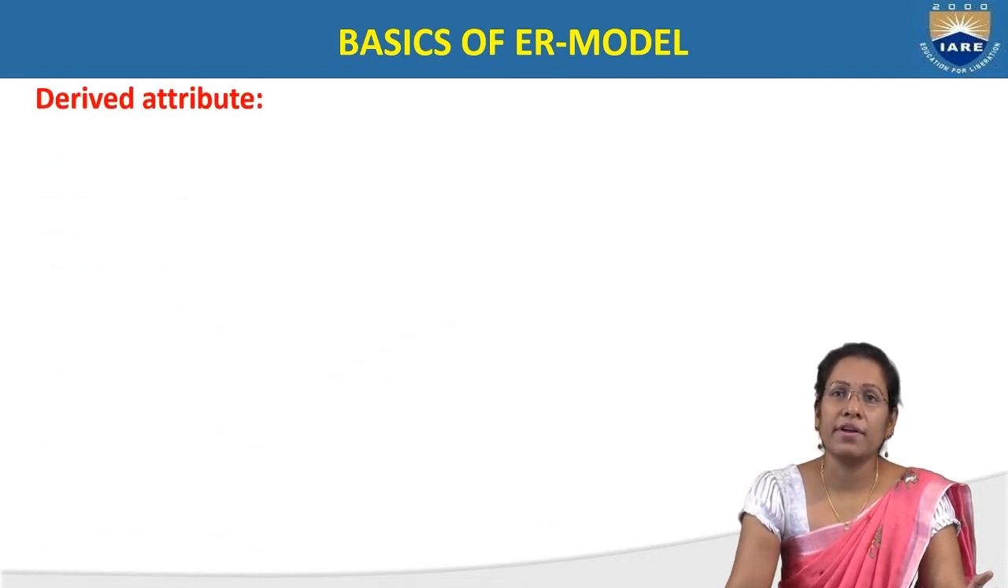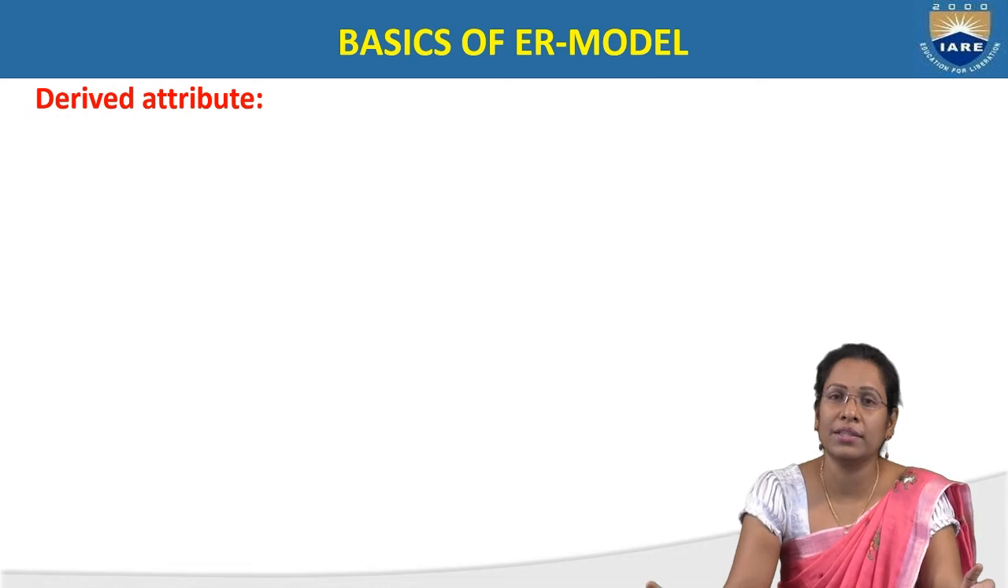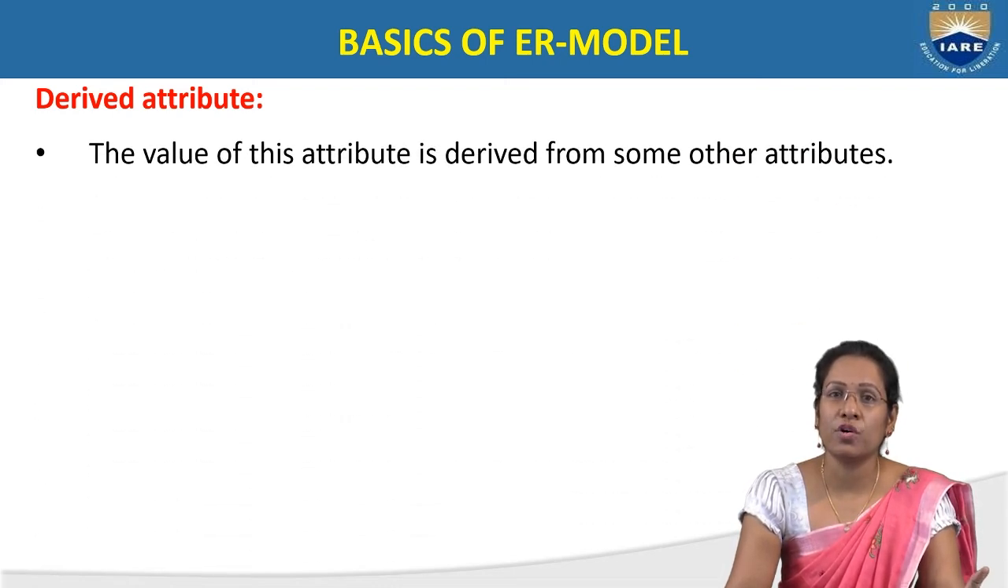Next one, derived attribute. Now here, what is derived? Derived is nothing but extracting the value from another attribute, which is called a derived attribute. Just now I told you, whatever value we store in the stored attribute, based on that value we are going to decide the value of the other attribute. So a derived attribute always extracts or derives the value from the stored attribute.